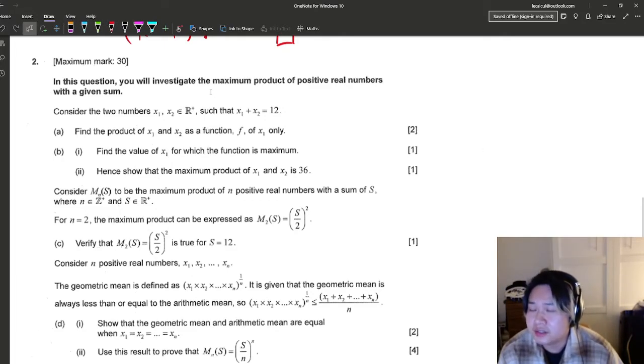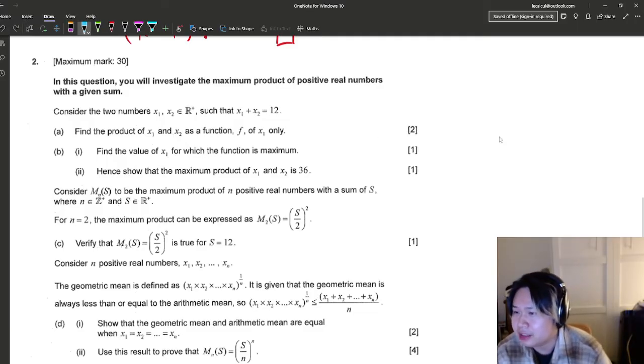In this question, you'll investigate the maximum product of positive real numbers with a given sum. Okay, so if you add a bunch of numbers together and they need to add up to something, you can try to find out what the biggest product will be if you multiply them all together, right? Okay, find the product of x1 and x2 as a function f of x1.